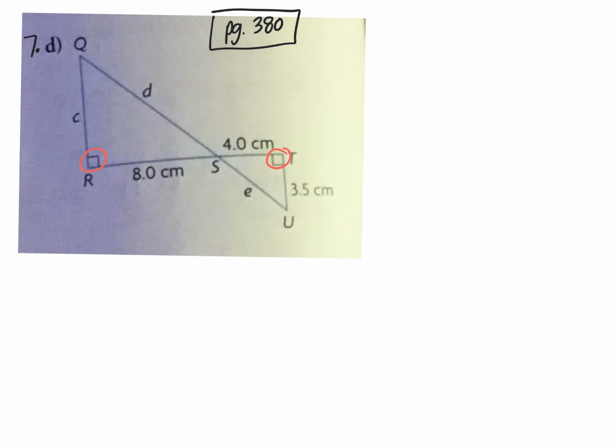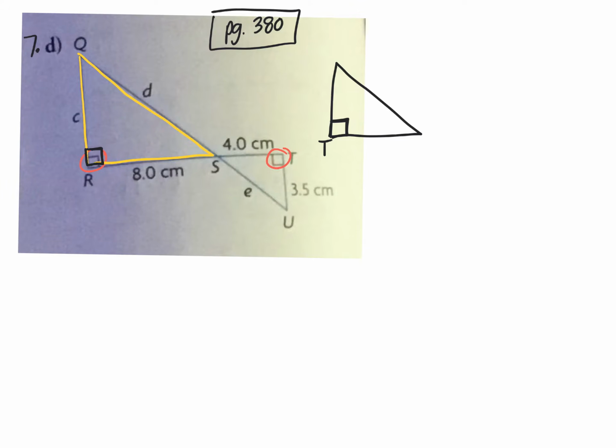So I like to redraw the triangles so that they're in the same position because it makes it easier for me to visualize. So I'm going to keep this triangle, QRS, in this position, and I'm going to redraw the other triangle so that my right angles are corresponding. That way I can figure out which sides I need to determine if they're proportional. So the right angle is labeled as T.